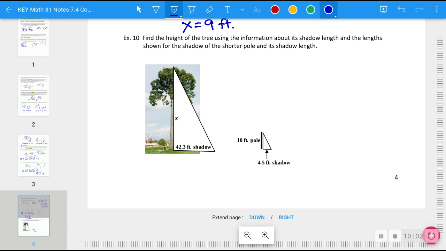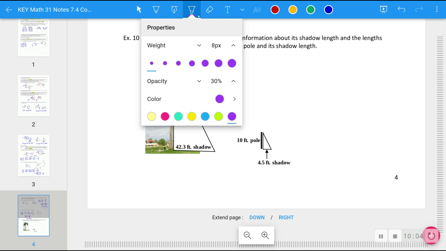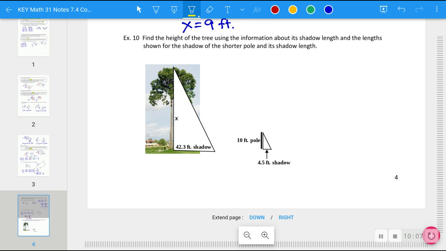And the concept here is that the sun's rays come in at the same angle. So you can see me maybe highlighting that angle. You drive a stick vertically in the ground and you measure the shadow lengths of both the tree and the stick. And then this makes similar triangles here. So you're just going to set it up. This time I'm going to do large triangle on top. You can do the other way if you prefer.